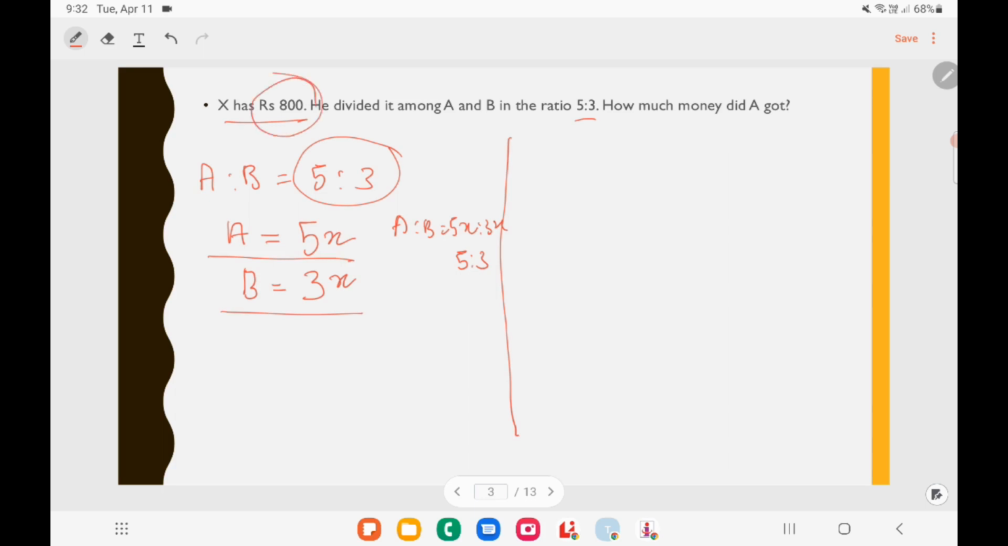We know that the total money is 800. That means 5x plus 3x is equal to 800. So you will get 8x equal to 800, or x is equal to 100. X is equal to 100, right?